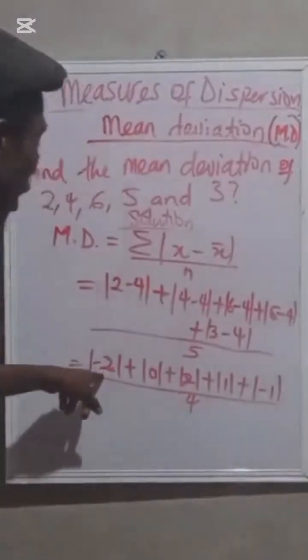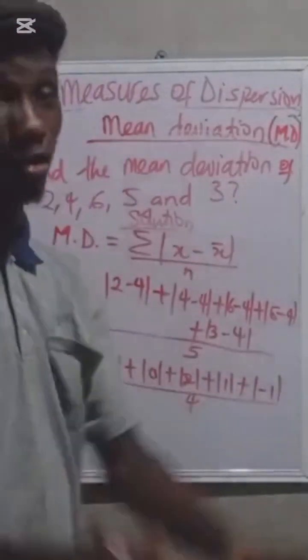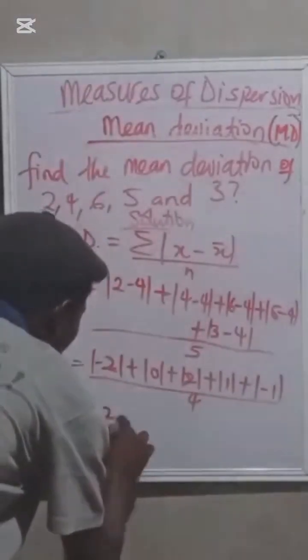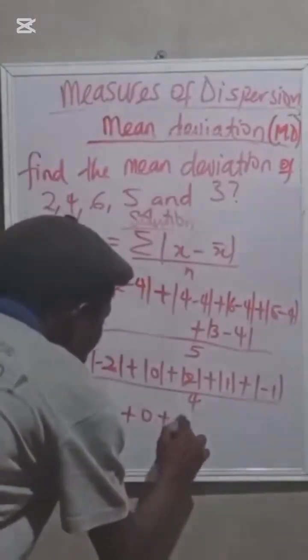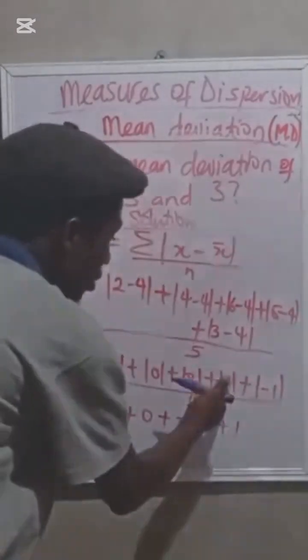So you have minus 2 here, which changes to 2. And we have 2 here, it's still going to be 2. So this will be changed to 2 plus 0 plus 2 plus 1 plus 1. The minus 1 changes to 1 also.